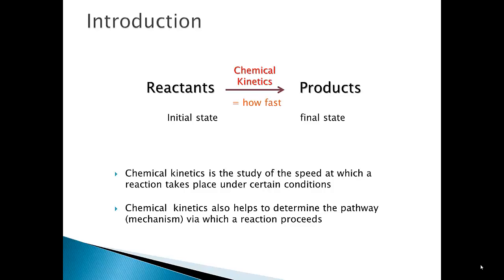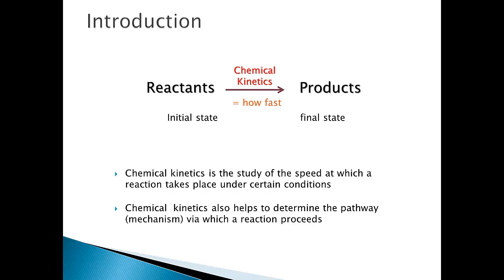Okay, so here on this slide, you can see we have some reactants and some products. Now, there's an initial state and a final state, and we know that reactions have different rates of reaction. They can proceed at a different speed, and chemical kinetics is concerned with this rate of reaction. It's all about how fast a reaction proceeds.